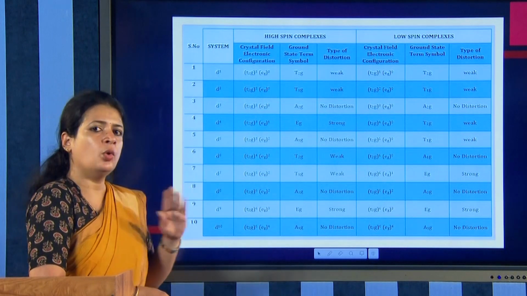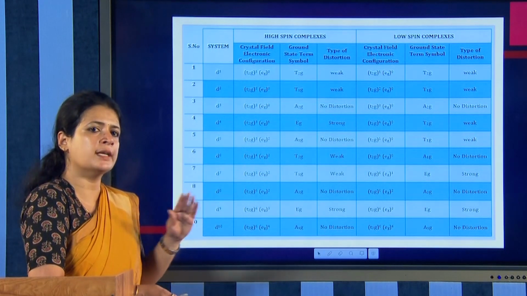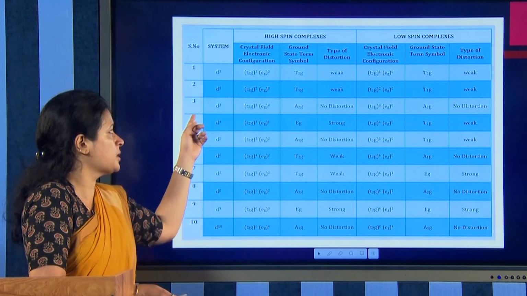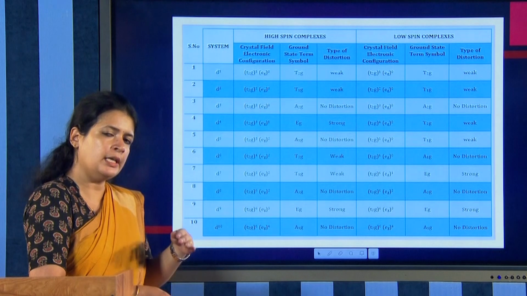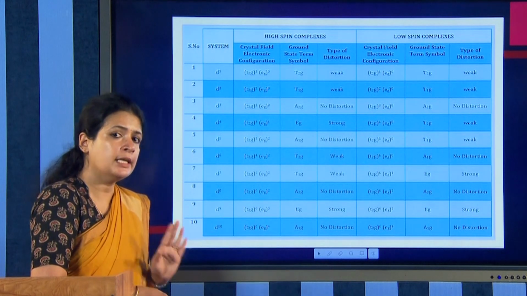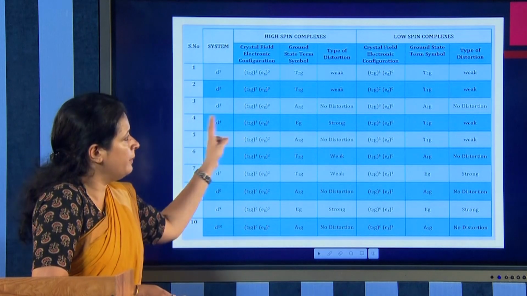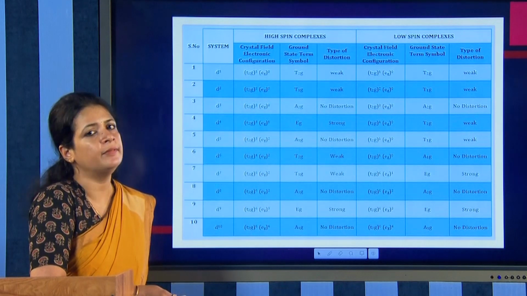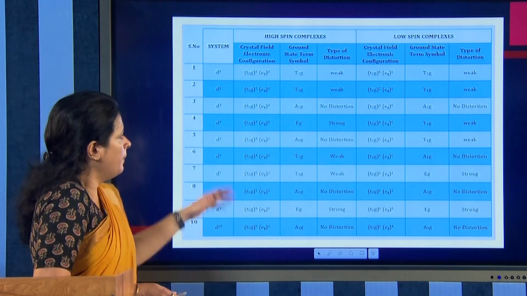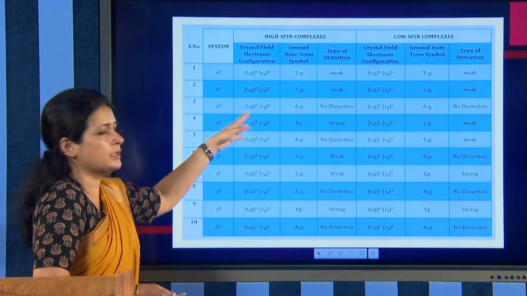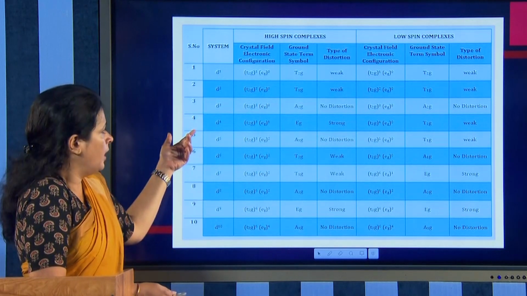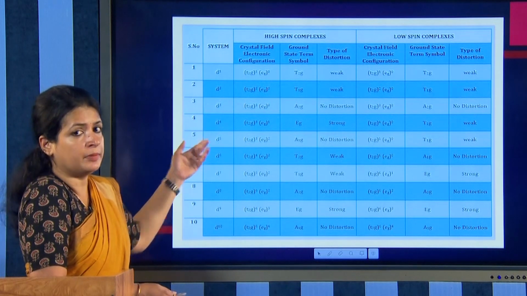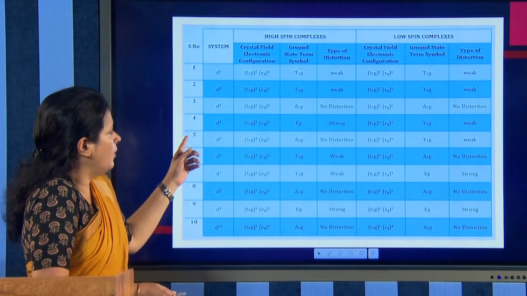So, there is no unsymmetrical arrangement possible in the case of a d3 system, because each t2g orbital is singly occupied. So, there will be no distortion in the case of a d3 system. But here we are discussing the high spin complexes. If it is a d4 high spin system, what is the case?